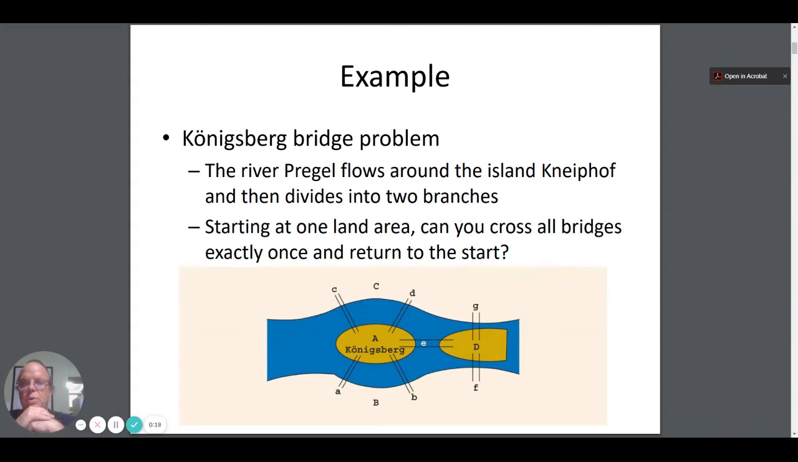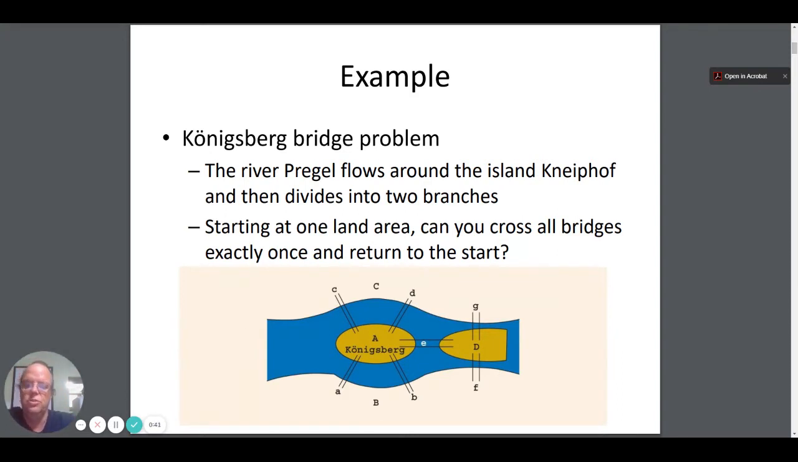Königsberg was a German city, but it's now in the Russian exclave area and is known as Kaliningrad. So classically, the river Pregel flows around this island in the middle and then divides into two different branches. And there were seven different bridges in the city of Königsberg.